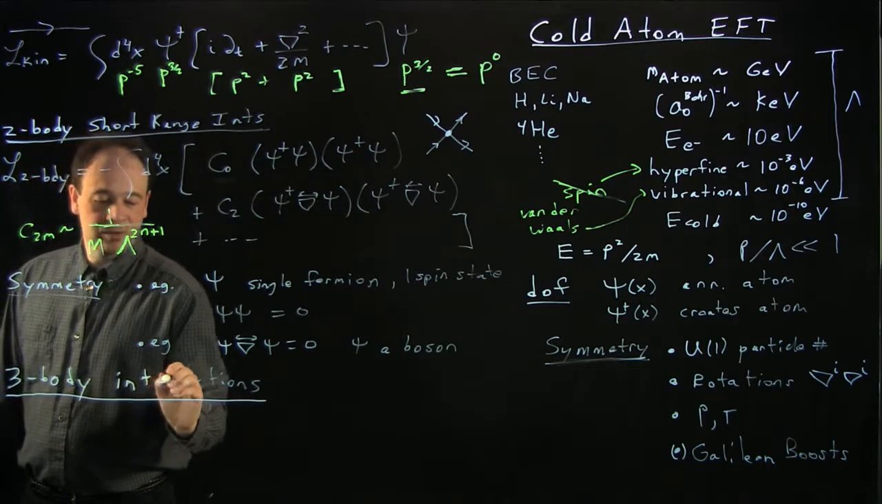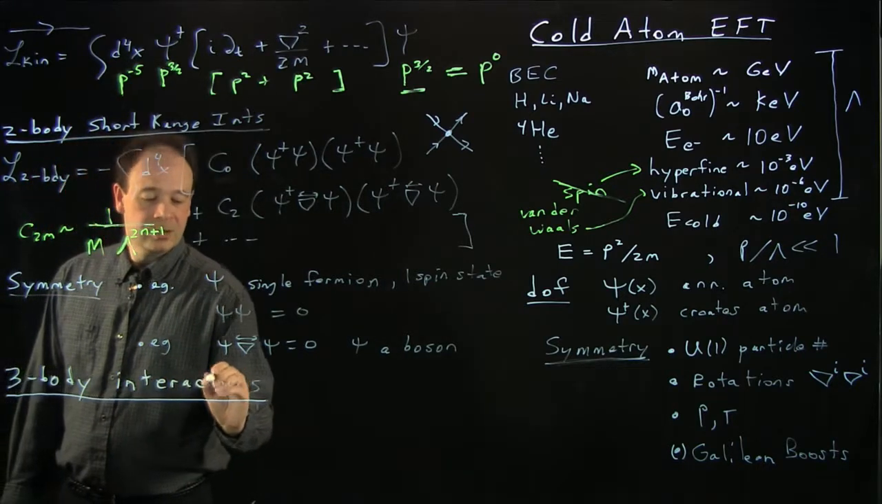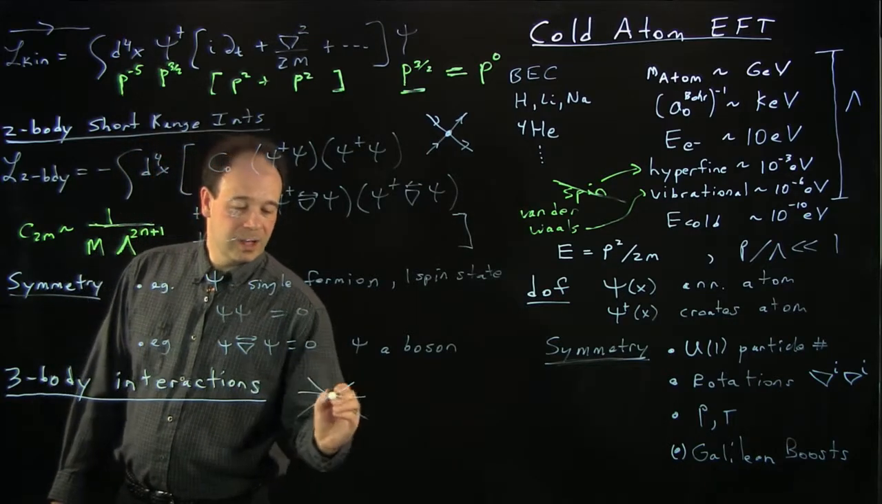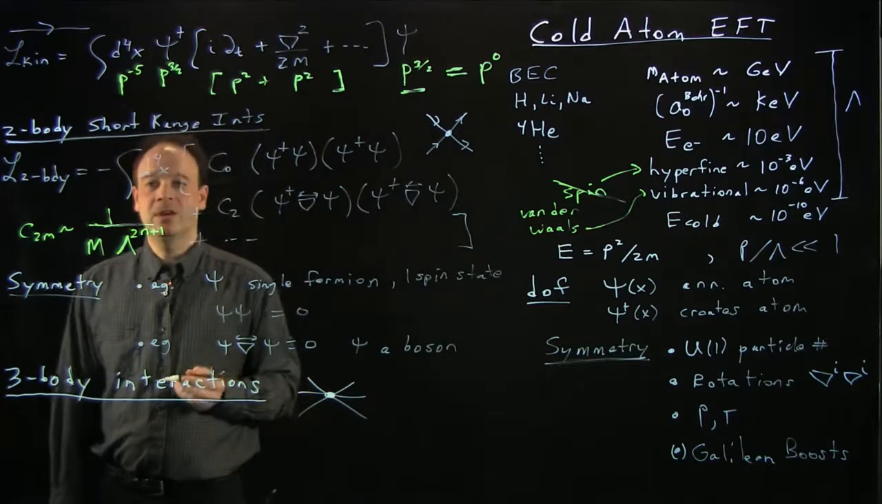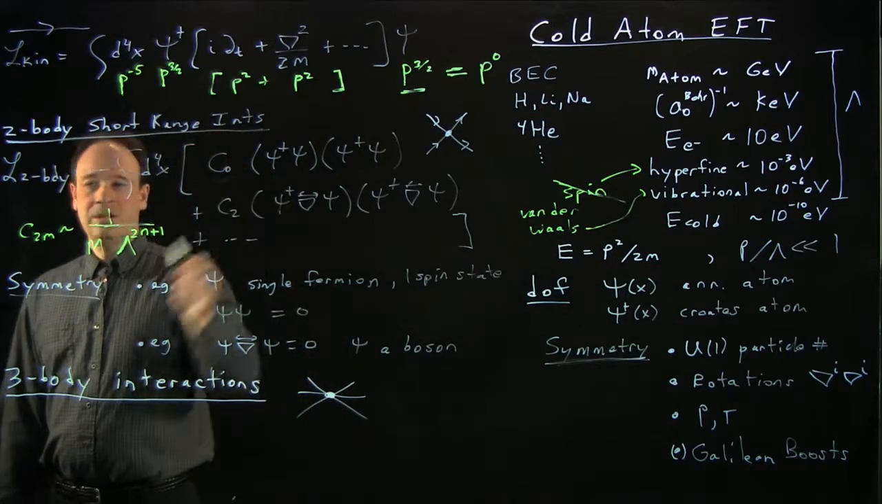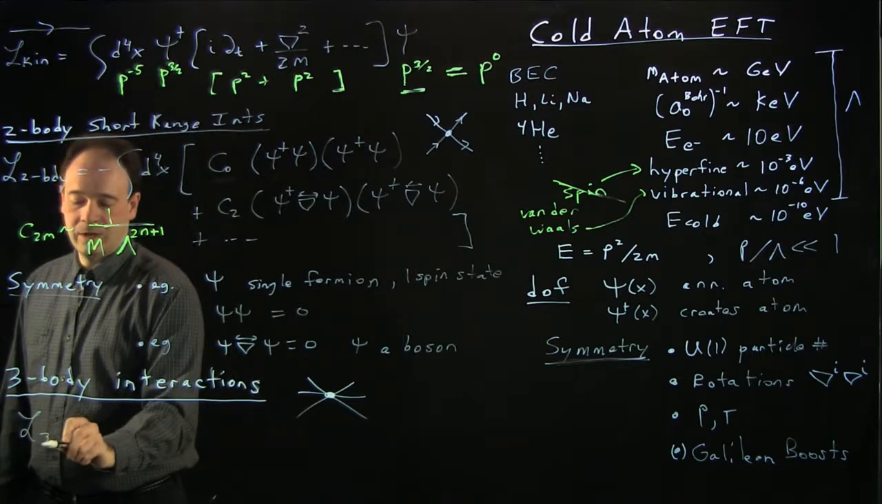OK, so this is the natural generalization of our 2-body interactions. And it simply means that we have 3 particles. And if it's, again, short range, which is what I'm thinking about, they all 3 would interact at a point. So we can just repeat this story here, but now talk about L3 body.